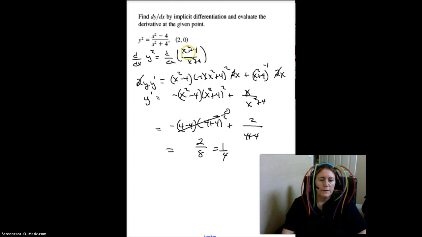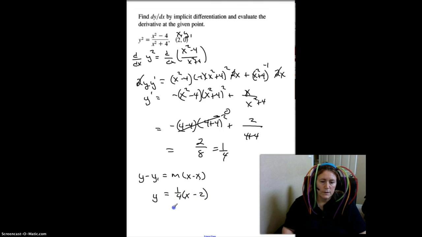Now I could also find the equation of the line through that point, because once I have the slope and have the point, I know y minus y1 is equal to the slope times x minus x1, where this is x1, y1. So the equation of this line is y minus 0 is equal to 1/4 times x minus 2, or y equals 1/4 x minus 1/2.